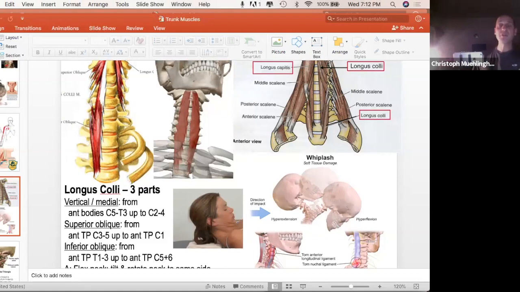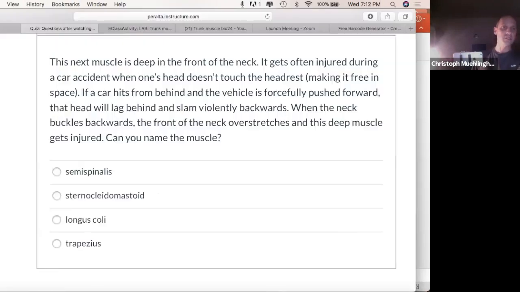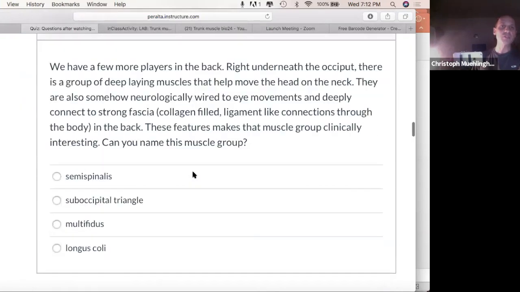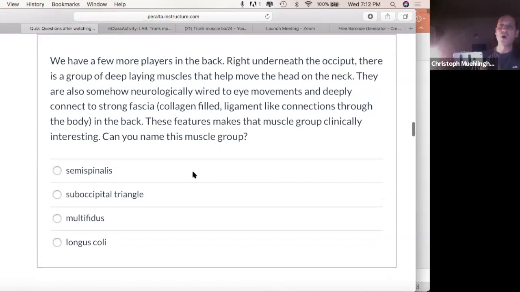Plus, I think it's fascinating to understand how many layers of muscles we have. It's crazy, just to touch on them. So that's the longus colli. That muscle is not on the list for the test. So once you understand what I just explained to you, you can forget that muscle.